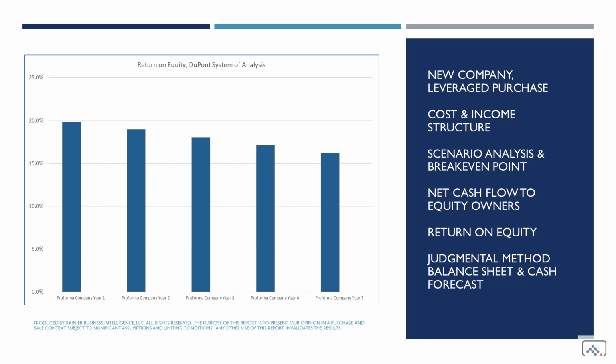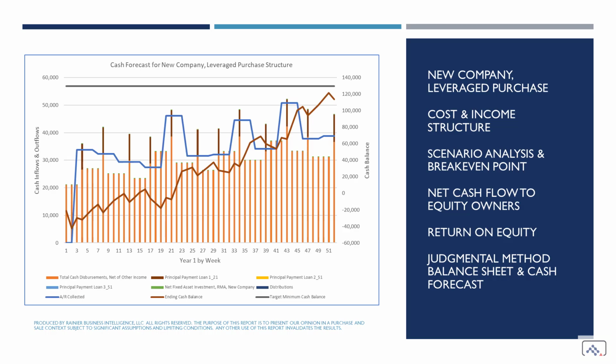We identified a return on equity in the assumed operating and capital structure. By using the judgmental method, we developed the forecast balance sheet to identify the impact of management practices for accounts receivable, inventory, and accounts payable. We illustrated the amount of liquidity in the company by identifying the ending cash balance and compared that to a target cash balance.